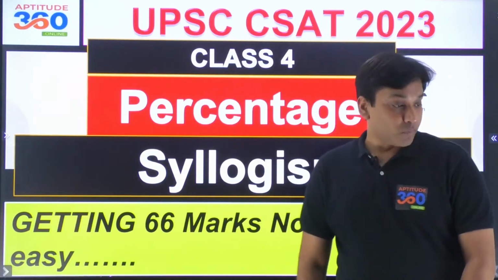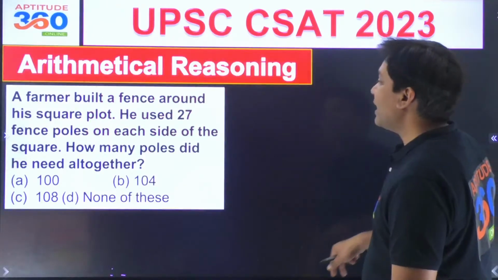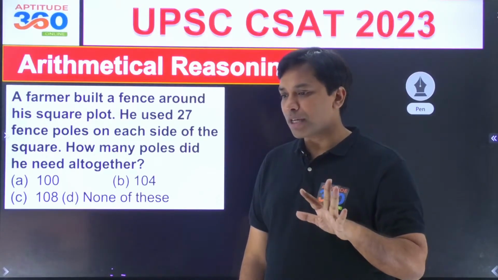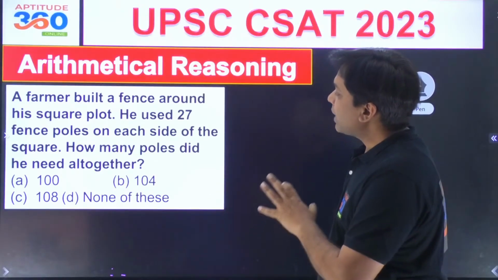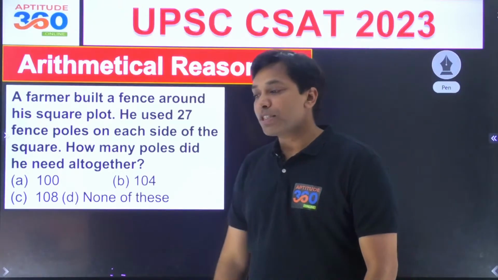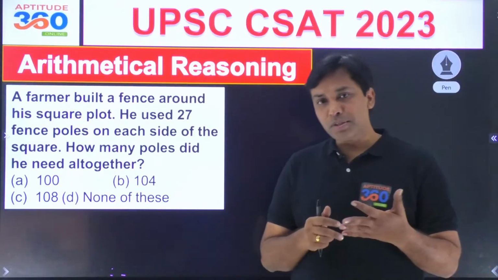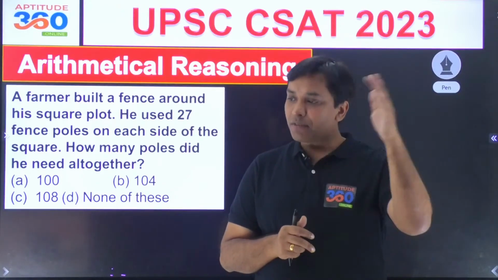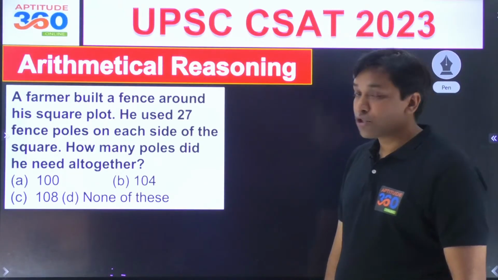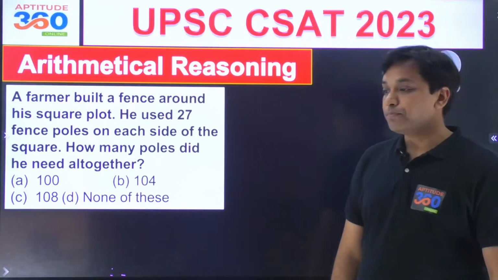So I'm gonna let us start the class. Yesterday I wanted you to solve some problems based on arithmetical reasoning. So 3, 4, 5 problems are there. They're very simple. I would like you to solve them. Read the problem and tell me what is the answer over here. So we'll do 3, 4 problems from arithmetical reasoning, and then we'll proceed with today's topic, which is syllogism and percentage. We'll see what we can do.